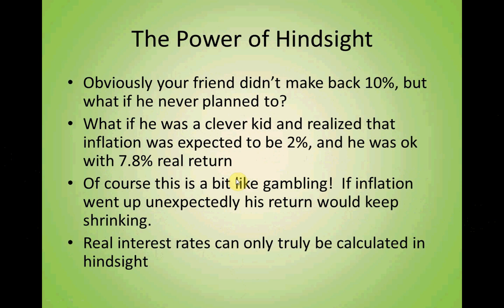Now, if inflation is massive, right? If we saw like 20% inflation, we would have a lot of problems in the economy. But also, yeah, then they would lose money on that loan. They would go under for that one. But that's outlandish, hopefully, and not going to happen. Of course, this is a bit like gambling. Like I said, if inflation went up unexpectedly, the return would keep shrinking and shrinking and shrinking. But this is how the world works. This is how loans work.